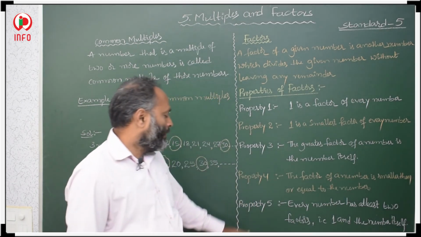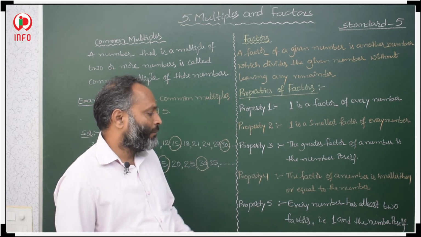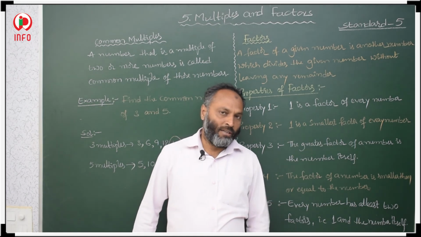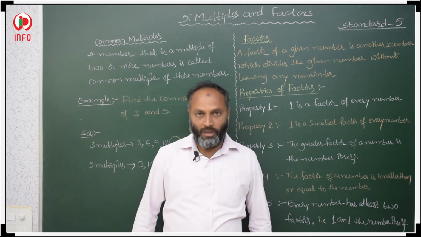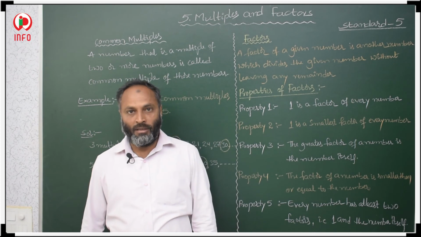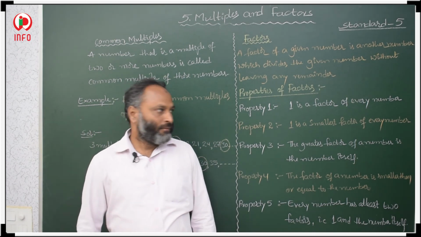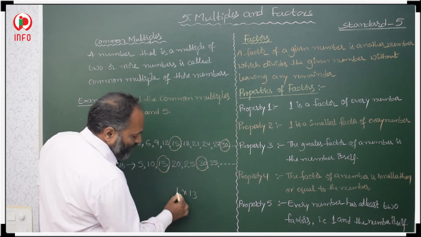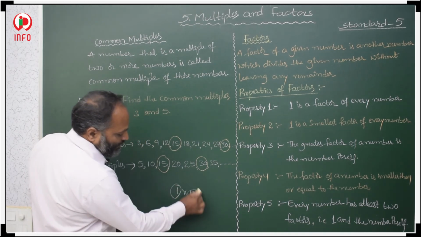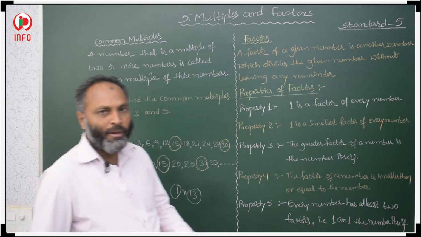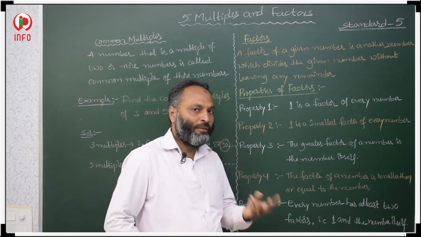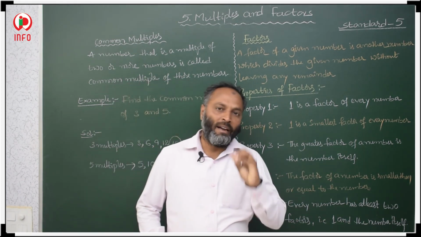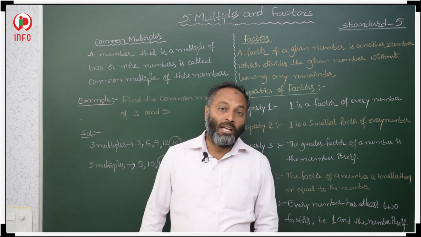Now fifth property, every number has at least two factors. Suppose if I ask the factors of 13, you say 1 13s are 13. So 1 is the first factor, 13 is the second factor. So either it is a prime number or a composite number. A prime number has only two factors, which means whatever non-zero number is there, it has at least two factors.